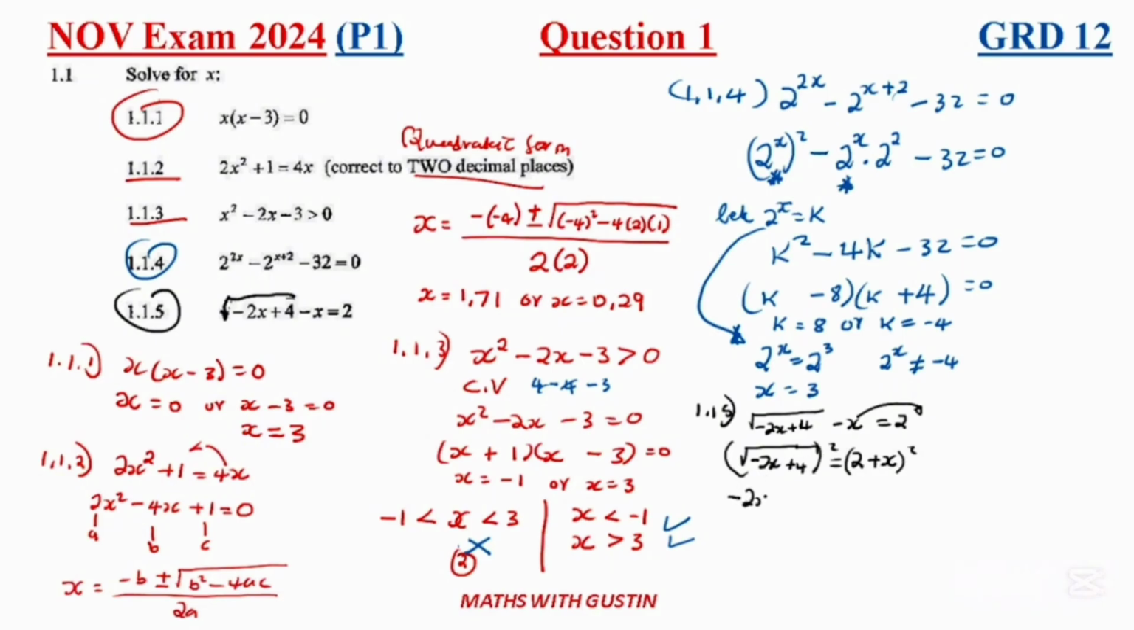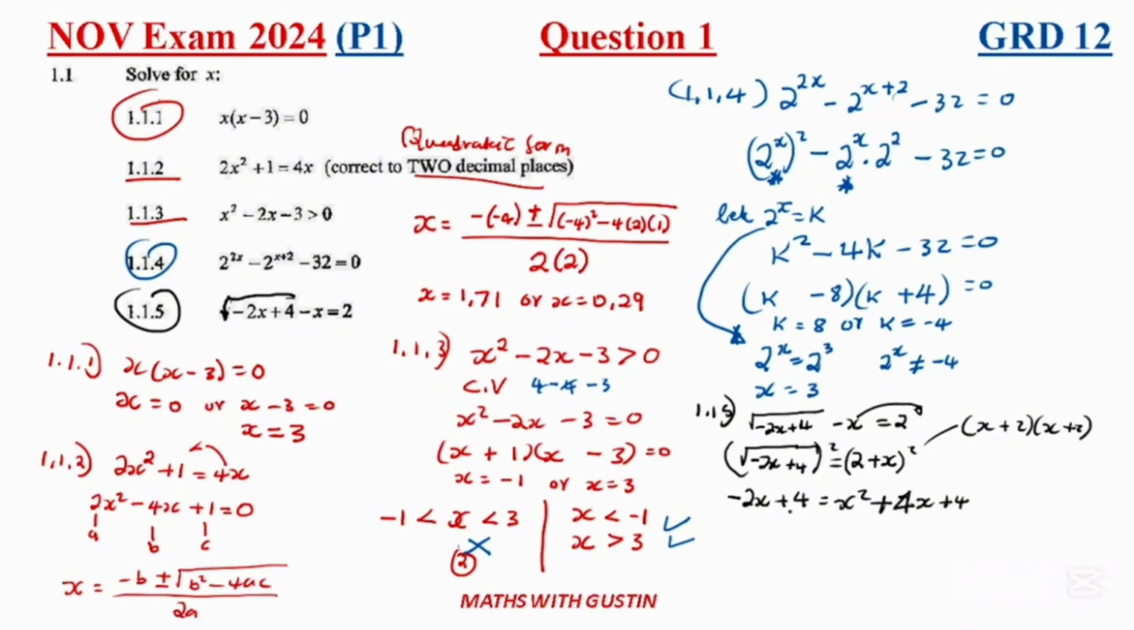Square both sides. This side is going to remove the square root. We're going to be left with negative 2x plus 4 is equal to, here we need to remove the bracket, guys. Even if you write it like this, it will still be the same because there is no negative number here. So x times x equals x squared, plus x times 2 is going to be 2x, and then 2x plus 2x is going to give us 4x, and then 2 times 2 is going to give us positive 4.